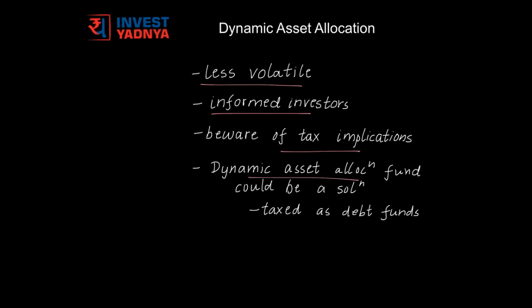A dynamic asset allocation fund could be a better solution here, as the taxes would be applicable only when you exit the fund. The dynamic rebalancing keeps happening at the back end of these funds. Also, the tax treatment of such funds is same as that of debt funds, even if the fund's equity portion could be as high as 100% at times. The fund houses are not taxed for rebalancing of the portfolio.